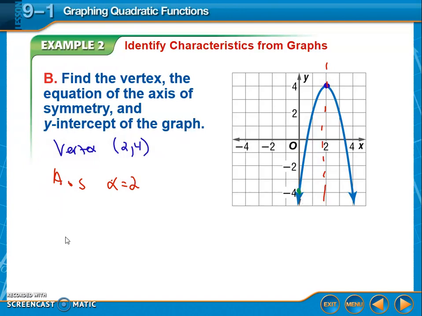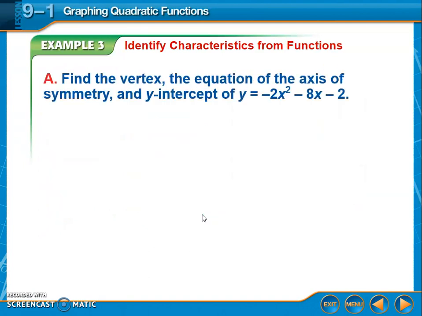The y-intercept is going to be where it touches the y-axis. So my y-intercept is (0, -4), or just -4. Okay. Example 3. Find the vertex, equation of the axis of symmetry, and the y-intercept of this.